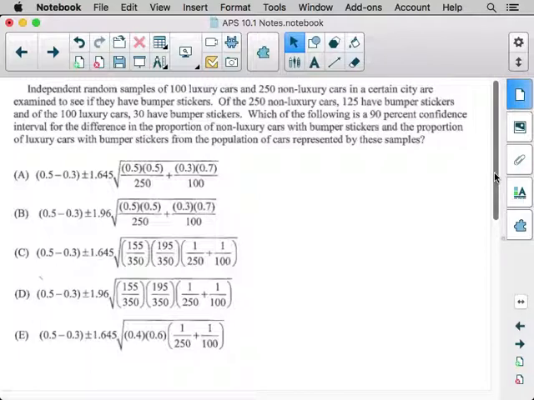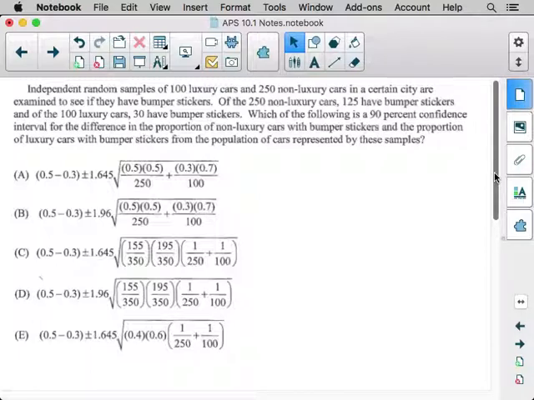Honestly, though, did it really matter even? I'd say no. Why not? Because they're all the same anyway, right? But it is good to have that awareness, though, where those came from. Again, those are honestly just your sample proportions subtracted, the difference of them.